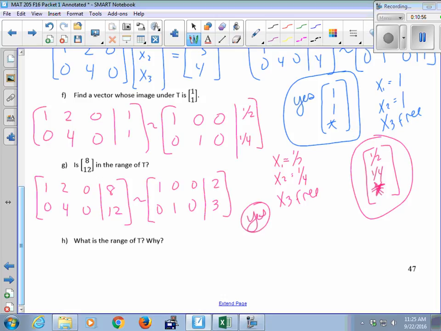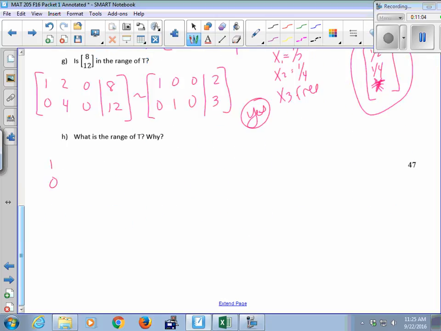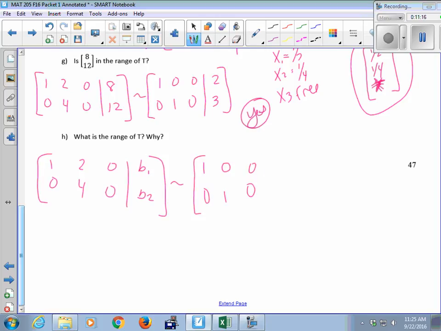Sure, we could put dummy variables like B1, B2 here instead of 8, 12. If I did that, I would have 1, 0, 2, 4, 0, 0, B1, B2. Every time I row reduce, the left comes out to 1, 0, 0, 1, 0, 0. And then I'm going to have some stuff here with B's in it. Is this going to be a consistent system?